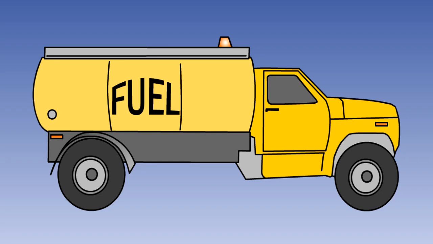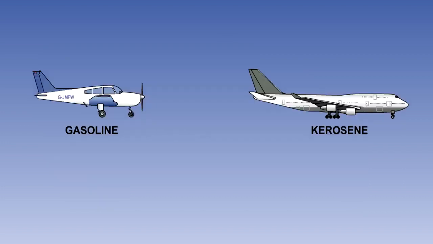In this lesson, we will examine the properties of the various fuels used in aircraft engines. Aircraft piston engines use gasoline, and gas turbine engines kerosene. Both of these fuels are produced from crude oil.